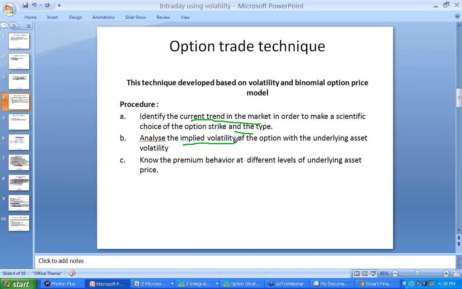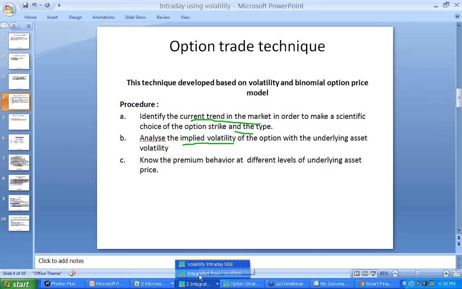Analyze the implied volatility of the option with the underlying asset volatility. This is also one part, which will tell you whether that option will give you profit in intraday trade or not. This is the second step. And the premium behaviors: when the underlying asset price like Nifty, Bank Nifty moves from one level, how the premiums behave at each level. So this is the intraday option trading technique you are going to do.